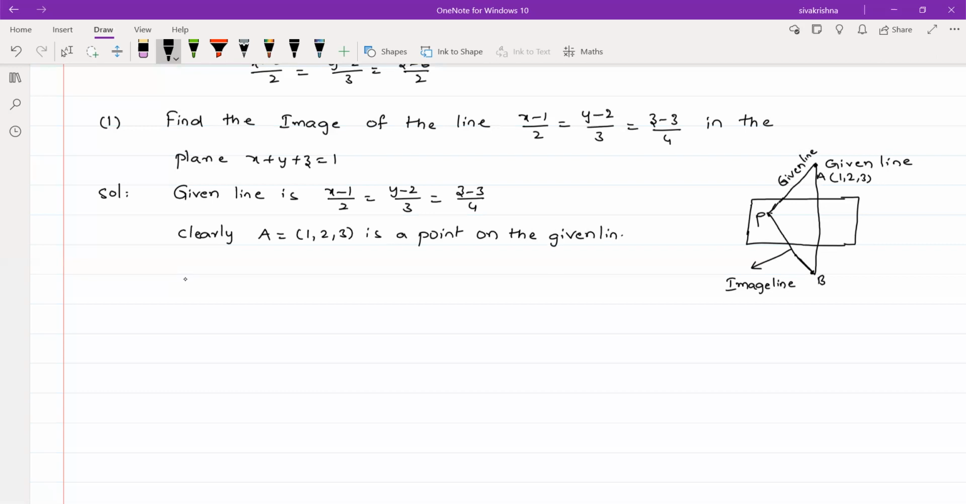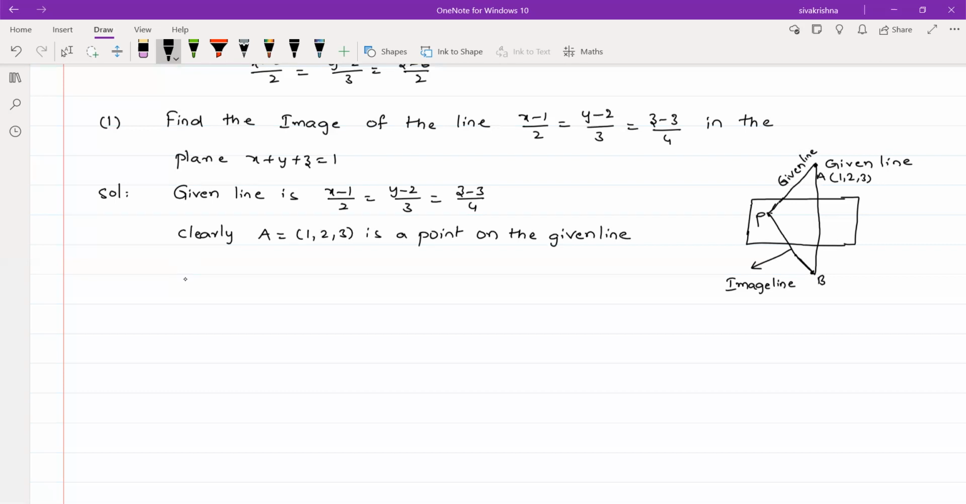Since we are having x minus x1, y minus y1, z minus z1, that x1, y1, z1 can be treated as a point on the line. And here we are having 1, 2, 3 in place of x1, y1, z1. So clearly A(1, 2, 3) is a point on the given line. That is our first step.